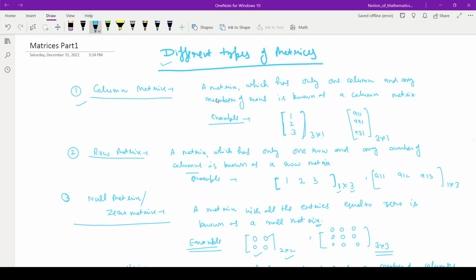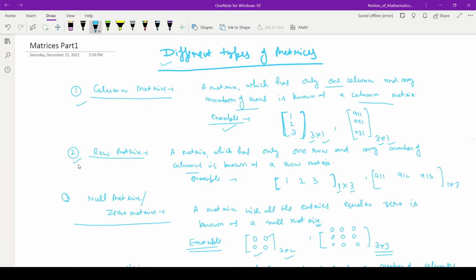So what is a column matrix? A matrix which has only one column and any number of rows is known as a column matrix. For example, if I have written any matrix like in this column 1 2 3, where 3 is the number of rows, 1 is the number of columns, then it is a column matrix. Another example of column matrix is like A11, A21, A31 with 3 cross 1 order.